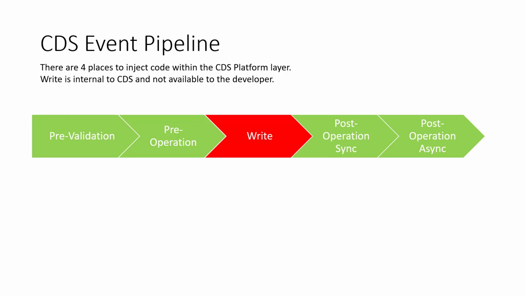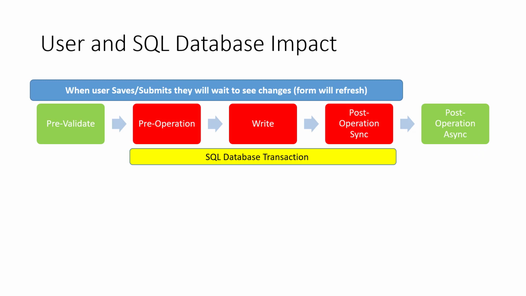The slide shows the stages, and the top bar shows that the user is waiting for the form to return back to their screen. The bottom bar is when the pipeline is within a transaction. Pre-validation happens outside of the transaction and has a few security considerations to take into account. This is a great place to validate data before entering a transaction. If there is a problem, we can send a message back to the user.